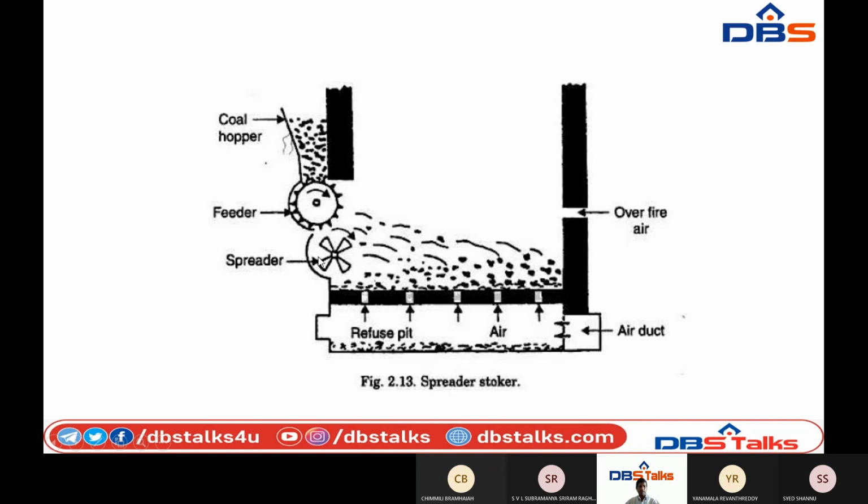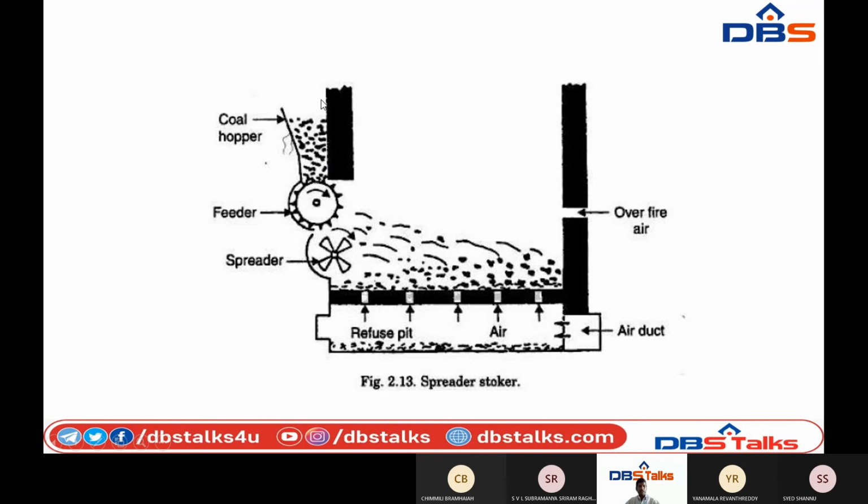Then here I am showing a spreader. By using the spreader, we are splitting the coal into a number of pieces. From the under point, we are supplying the air through small spaces. Here the air duct is shown, for cleaning the unwanted particles. It is also the overfire air point.